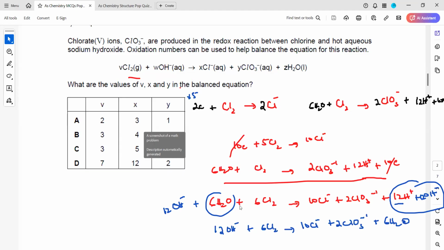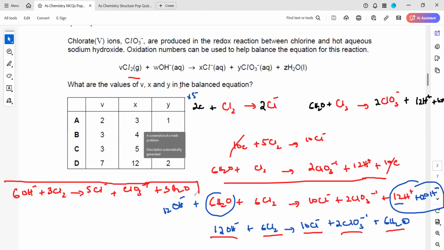Now, this is the final equation, but the final equation should be in the simplest ratio. This equation is not in the simplest ratio, as you can see. All of them are divisible by 2, so we can further simplify. So what will the final equation be if I divide each number by 2, as all are divisible by 2, because a chemical equation should always be in the simplest ratio. So this will be 6OH minus, and this will be 3Cl2 gives 5Cl minus plus ClO3 with a charge -1 plus 3H2O. So this is our final equation.